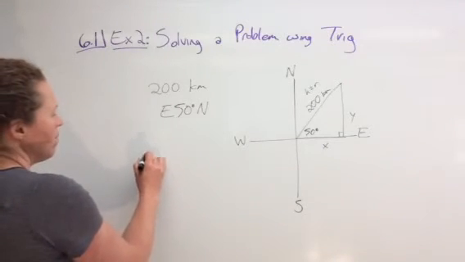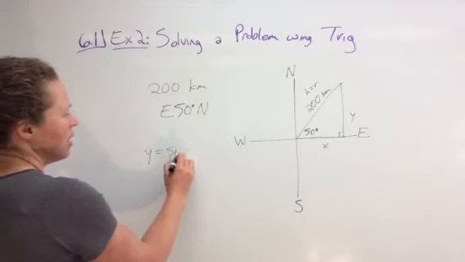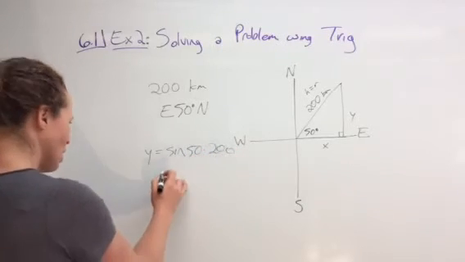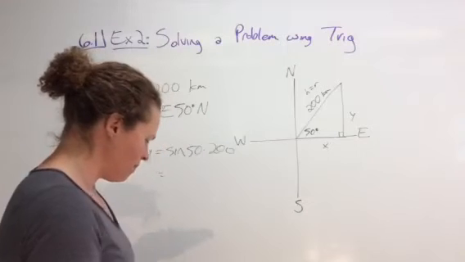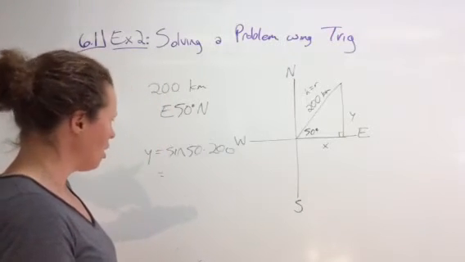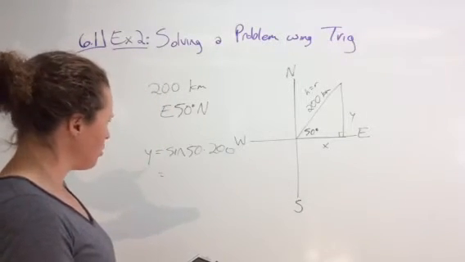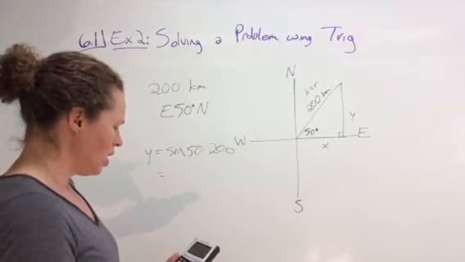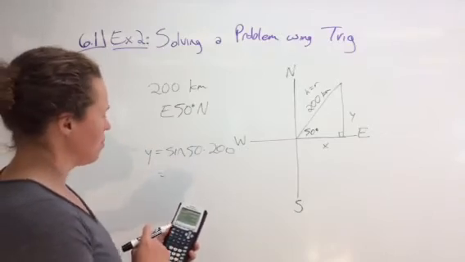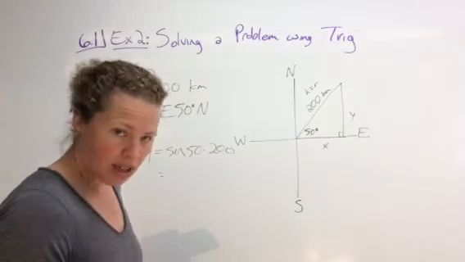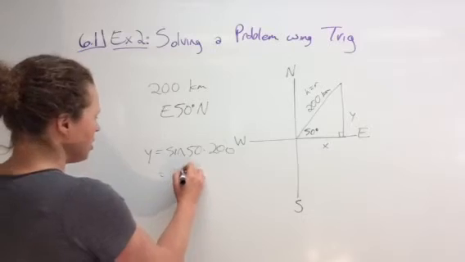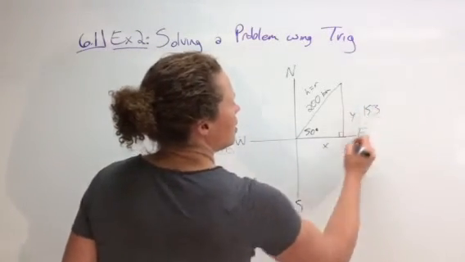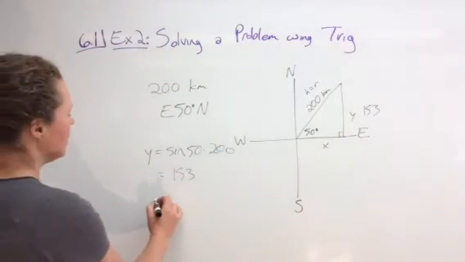Which means that to find y, I'm going to go sine 50 degrees times 200. Use your calculator, make sure you're in degrees. If you're in radians, your number will be too small. So that's a good way to know. I just punched in sine 50 times 200. Don't forget to close your bracket after the 50, and it tells me that that one's 153.2. Let's just go with 153, and we've solved for y.